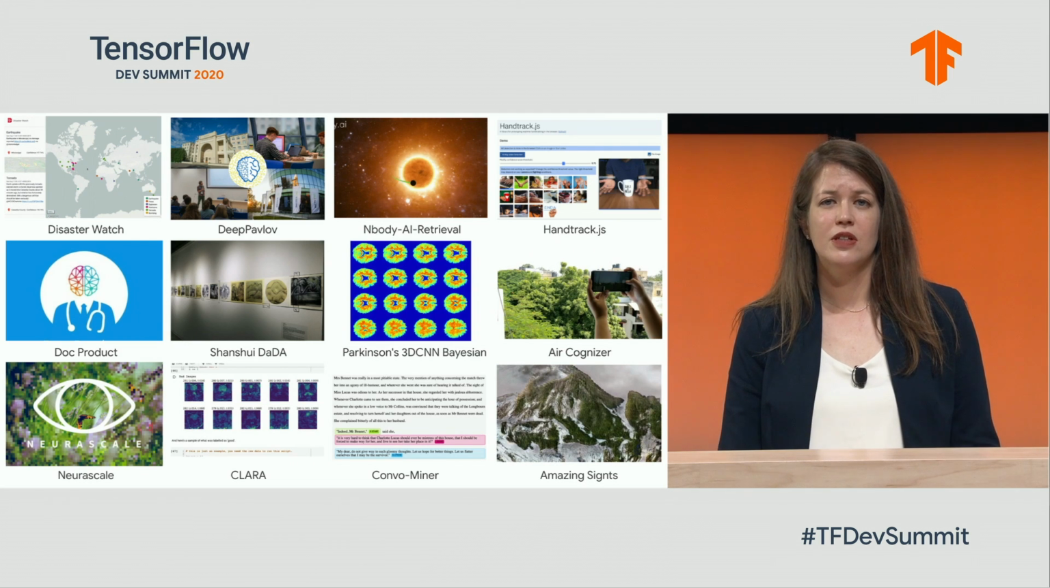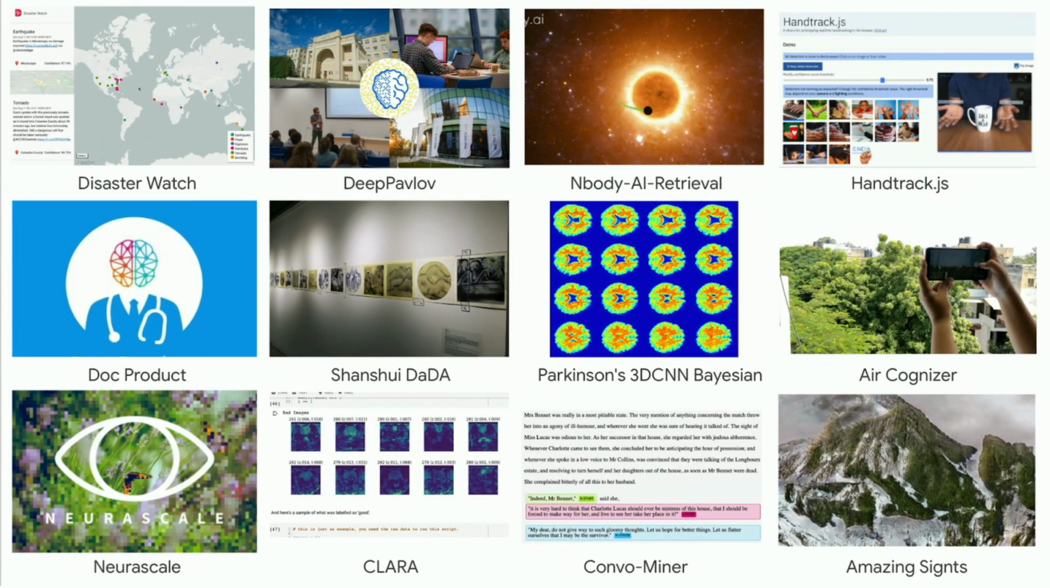The community really took the changes to heart, and we've been amazed by what the community has built. Here are some great examples from winners of our 2.0 Dev Post Challenge, like Disaster Watch, a crisis mapping platform that aggregates data and predicts physical constraints caused by a natural disaster, or Deep Pavlov, an NLP library for dialogue systems.